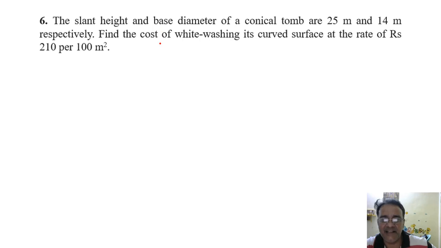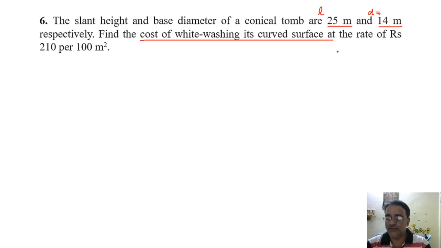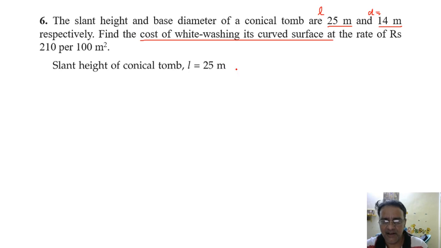The slant height and the base diameter of a conical tomb are 25 meter and 14 meter respectively. So this is L and this is diameter, I'm writing it as D. Find the cost of whitewashing its curved surface at the rate of rupees 210 per 100 meter square. So for the curved surface, what do we require? R and L. L is already given, that is 25 meter, and the diameter is given as 14 meter. So what will be the radius? 7 meter. Right.